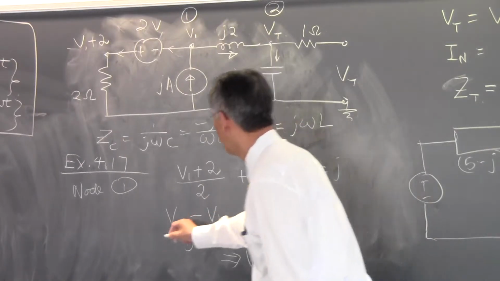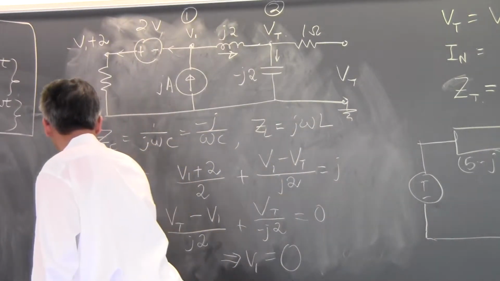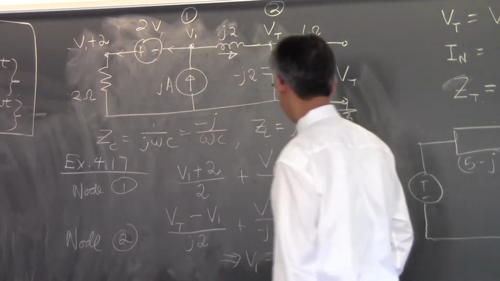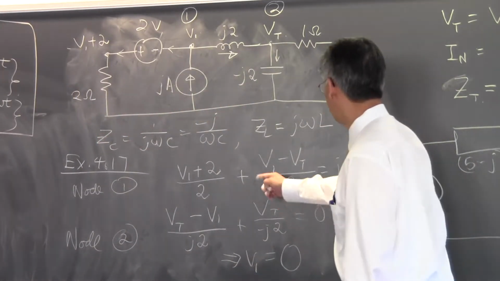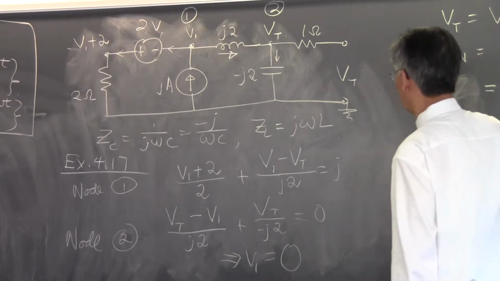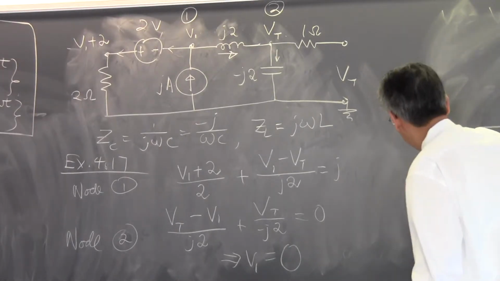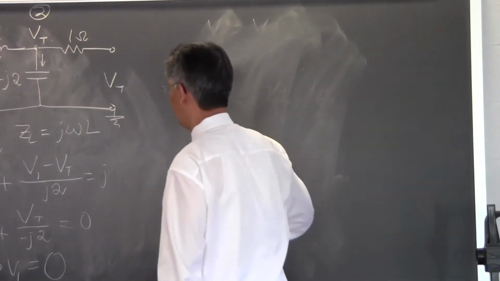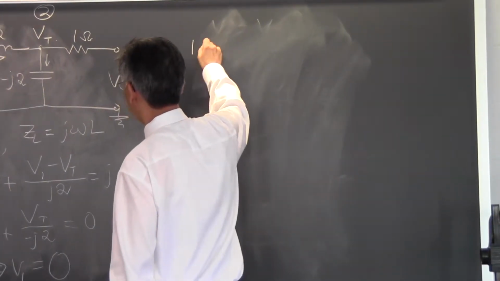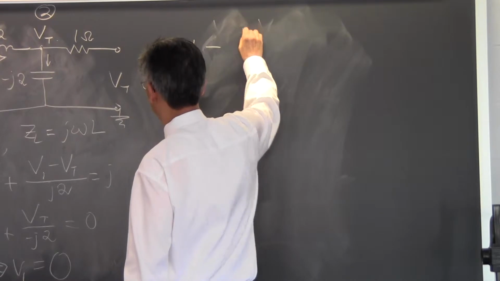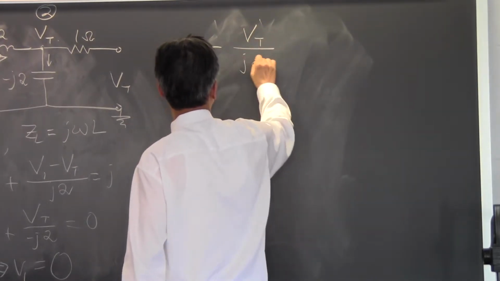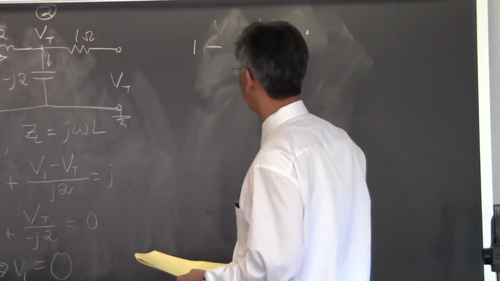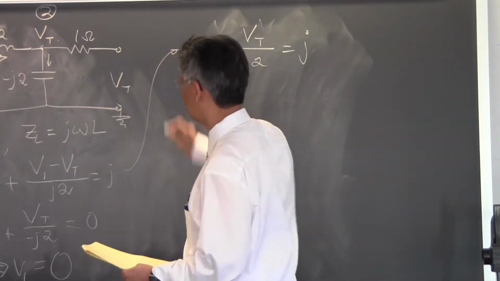Just from this equation alone, this is node 2. Okay? And then V1 is 0. You plug it back into the first equation with V1 being 0, and you get a simplified first equation. You get minus Vt over j2 is equal to j. Okay, that's what becomes of equation 1.